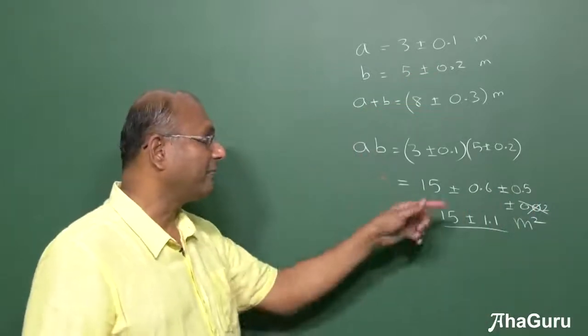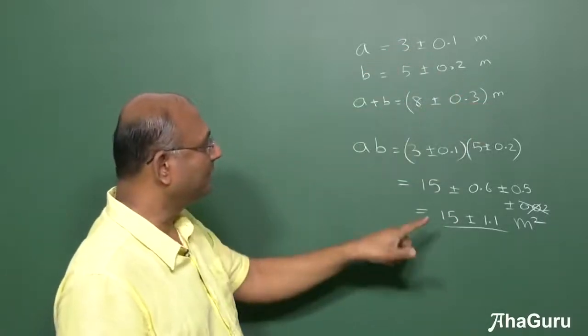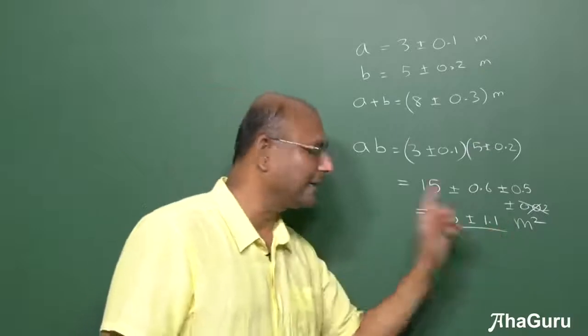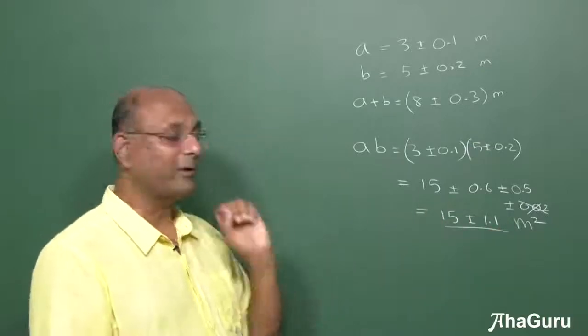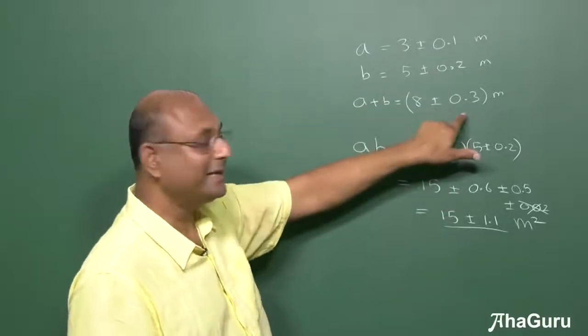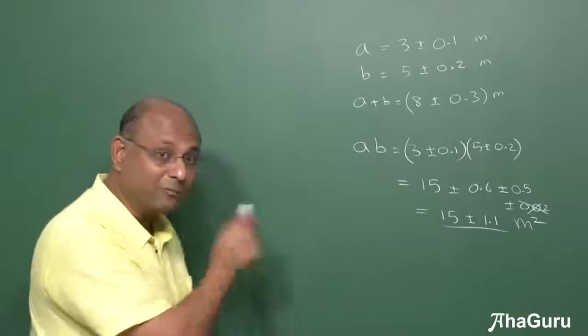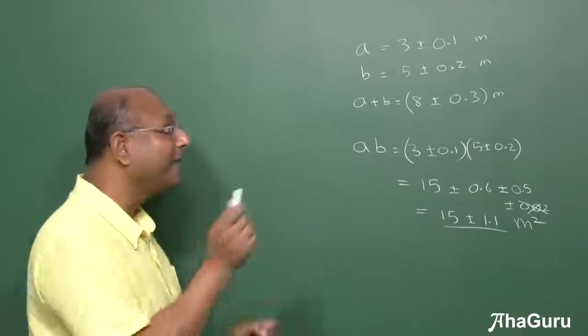So for example, if you are trying to find the area of a rectangle, let's say that was the breadth and this was the length, you will be able to find out AB, the area of the rectangle is 15 plus or minus 1.1 meter square. But you see that this is a big mess. For addition, it was very easy. But when it comes to multiplication, it becomes messy. With division, it becomes even more messy. That's why we use relative error.